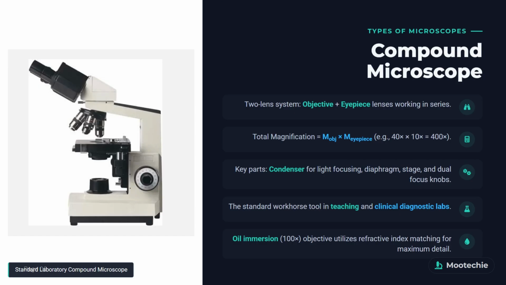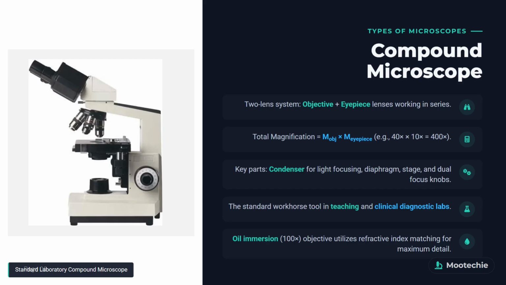Next up is the workhorse of the lab. This slide covers the compound microscope. It uses a two-lens system, an objective lens and an eyepiece lens working in series. The total magnification is the product of both the lenses. For example, 40x from the objective and 10x from the eyepiece gives you 400x magnification. Key parts include the condenser to focus light, the diaphragm to control it, the stage to hold your slide, and focus knobs. It's the standard tool in teaching and diagnostic labs.